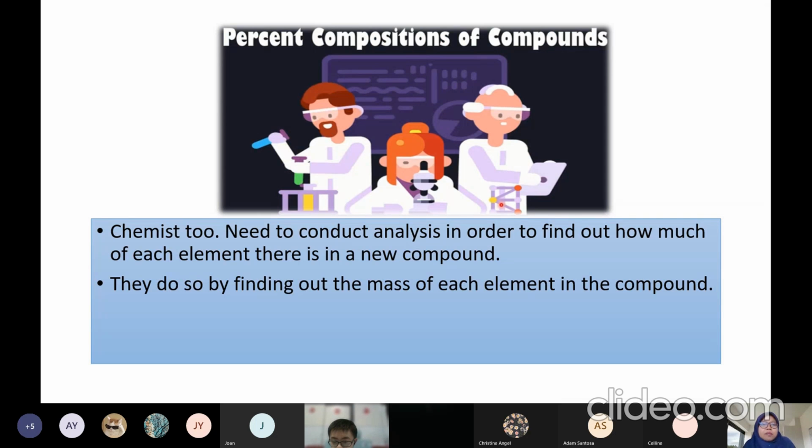And also, chemists need to conduct analysis in order to find out how much of each element there is in a new compound. They do so by finding out the mass of each element in the compound. The chemists also do the same things that we have done before.